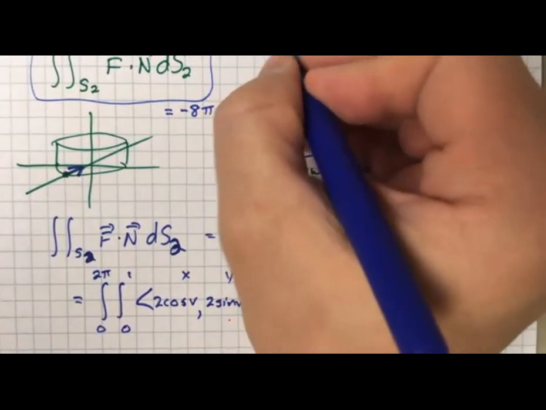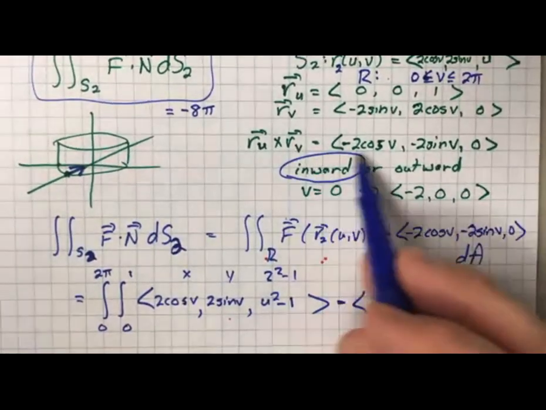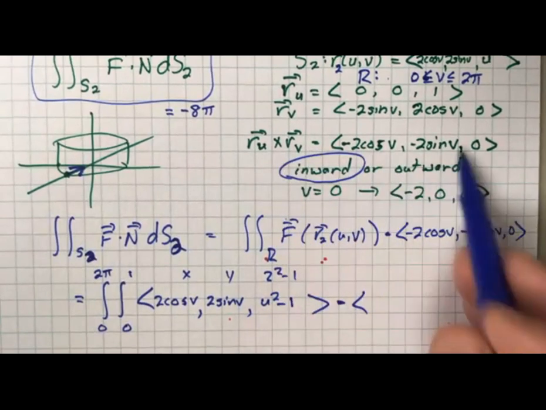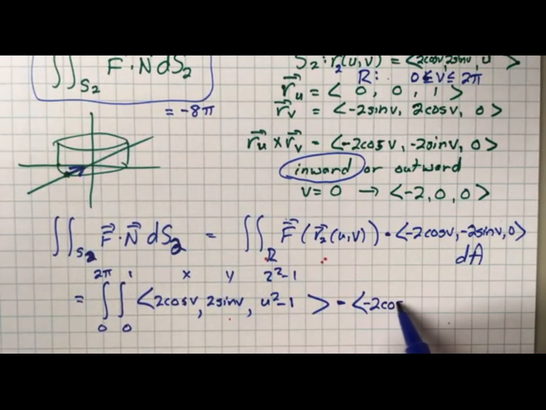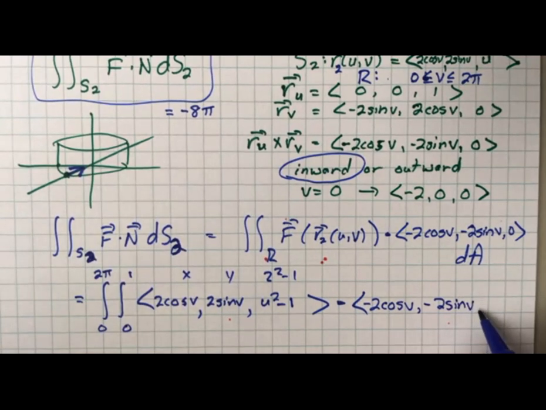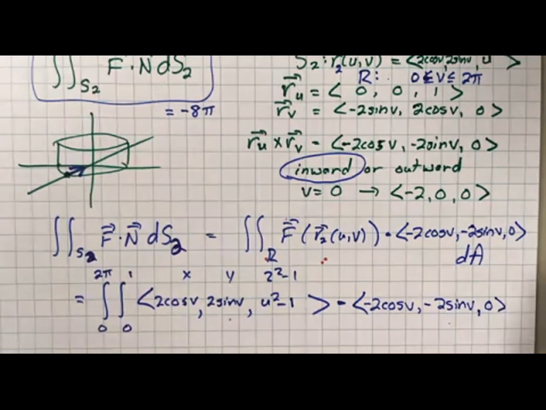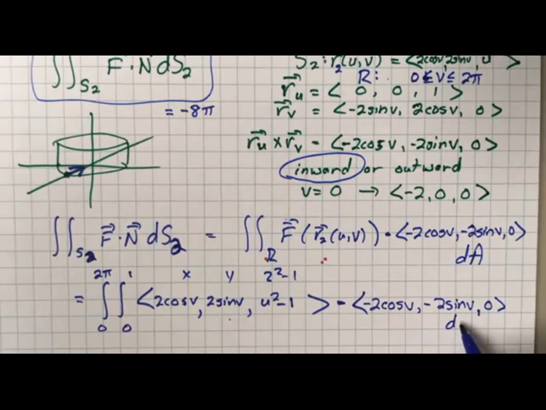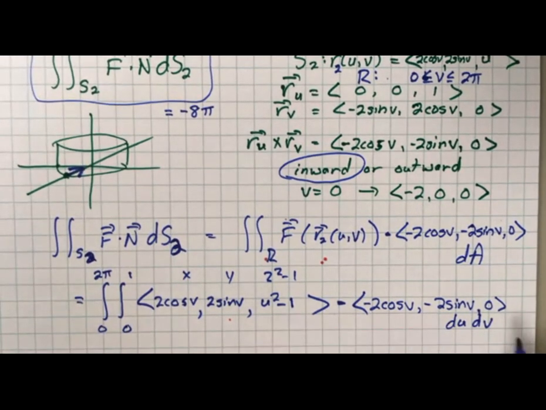Apologize, I have to look at my paper more often. Actually, no trouble, because where's my normal? Here's my normal in the parameterization. Here's my N dS: minus 2 cos v, minus 2 sine v, and 0. Remember, there's no z component pointing up or down the surface of that cheese on the outer wall, on the cylinder wall. V goes from 0 to 2 pi, u goes from 0 to 1. Make sure you have your elements in the right order. But now you see the collapse that you're going to get. You get minus 4 cos squared, minus 4 sine squared, and 0. So that's just a minus 4.